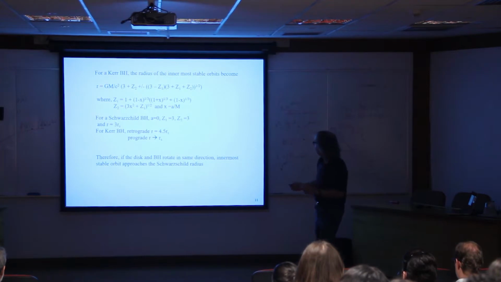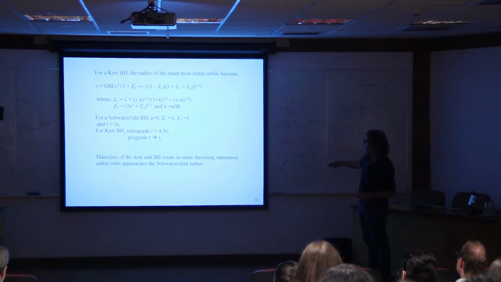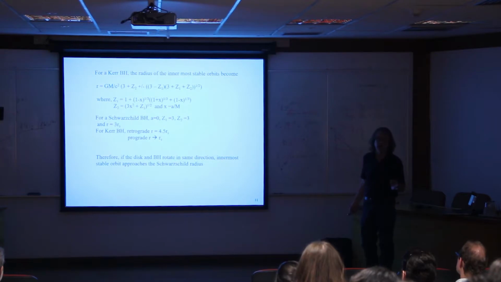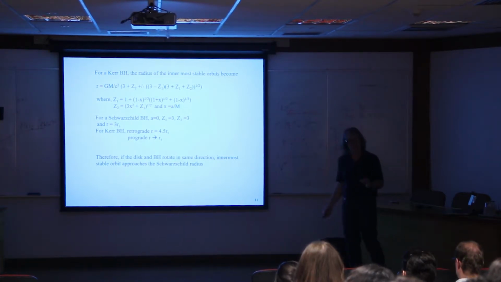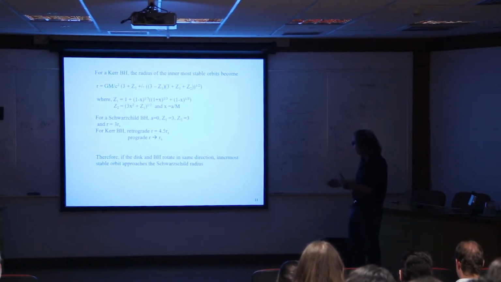Okay? So that means that you can get closer than 3 rs for Schwarzschild. You can approach the Schwarzschild radius rs for a Kerr black hole. That means the innermost stable orbit for a Kerr black hole is closer to the black hole. All right? So if you can figure out where that stuff is, then you can actually determine what the spin of the black hole is.